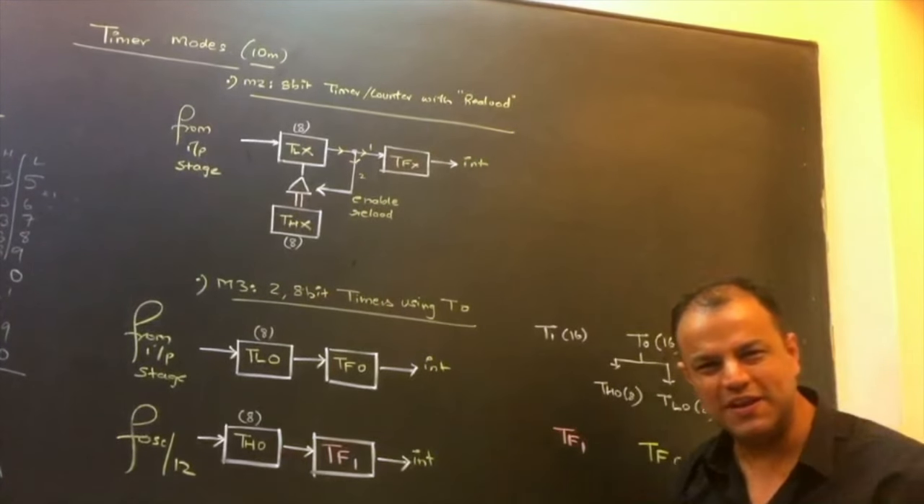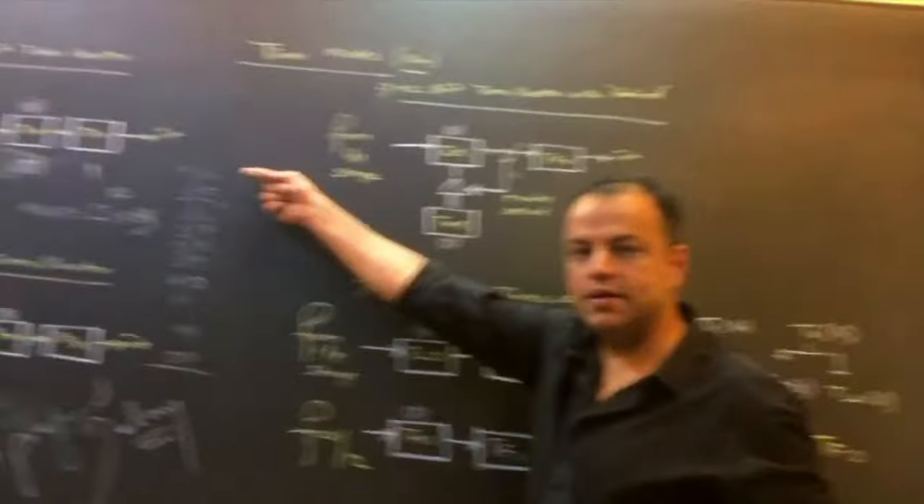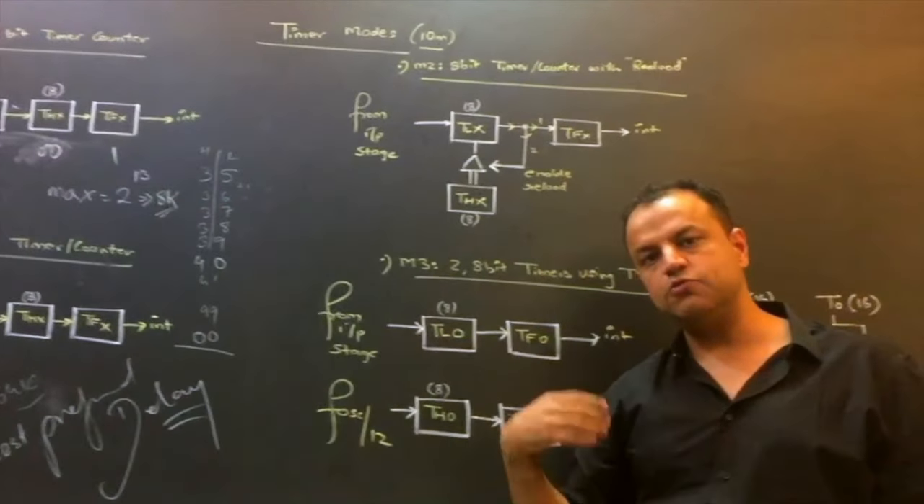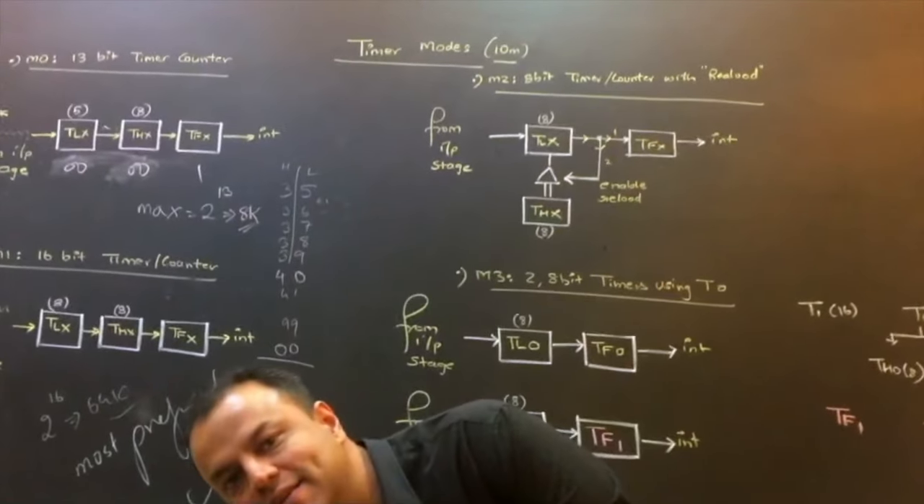Every mode is created for a purpose. This mode was created to divide a frequency by 32. This mode is created to produce a delay. When you learn these two modes, you'll also understand their purpose. Every mode has a reason why it's created.